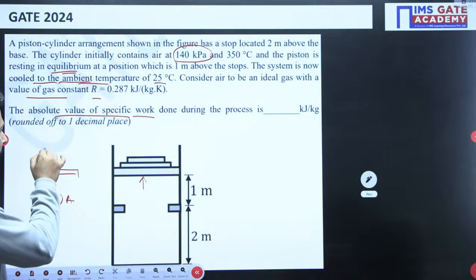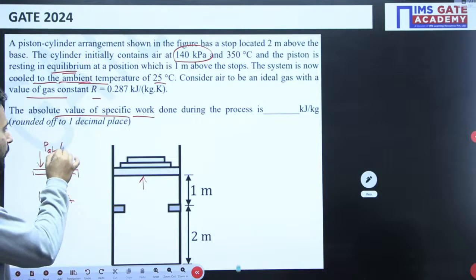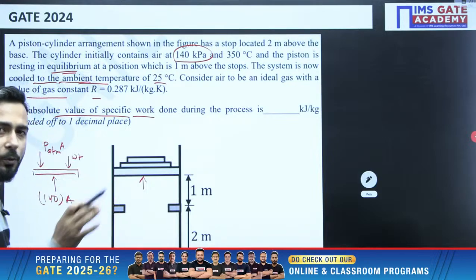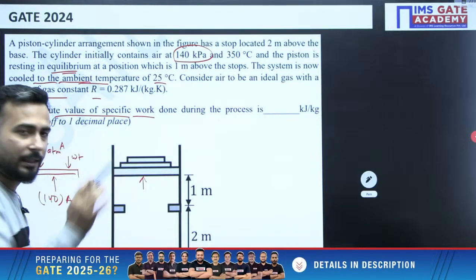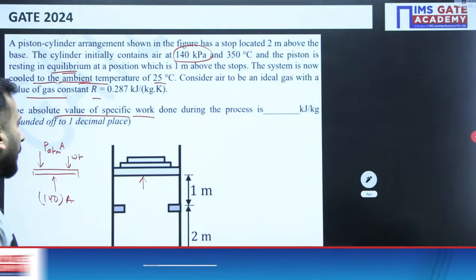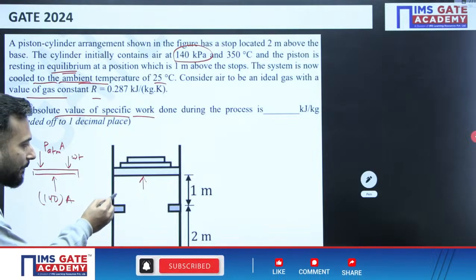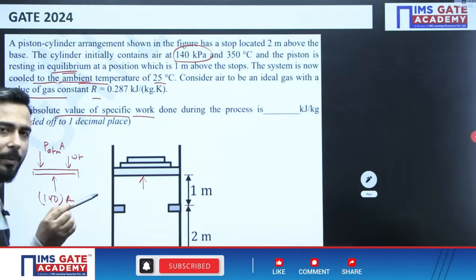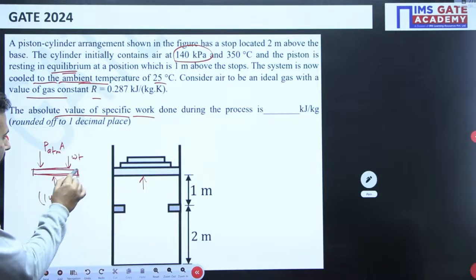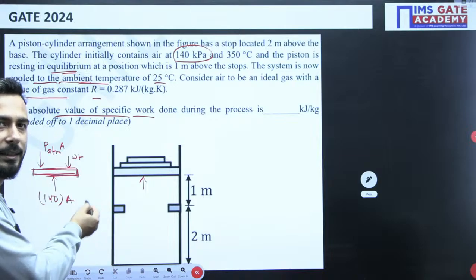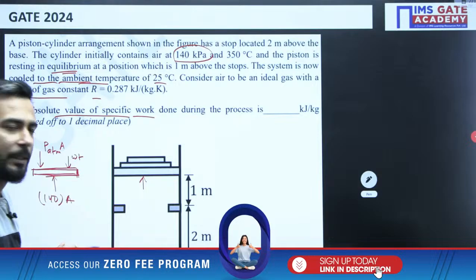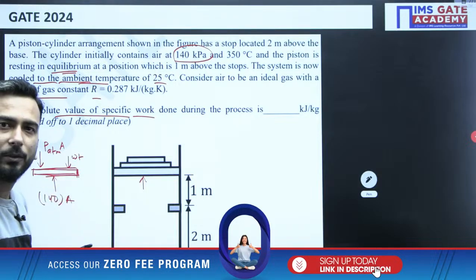From above, atmosphere is there into area, and some weight is also there. Now when you are cooling the piston, this piston will start coming down, yes or no? Yes, it will start coming down, and at any point till it comes to the stop, if you draw the FBD, this FBD is going to be the same only. And what this is indicating, that there is no change in force from external, that means the internal pressure is going to remain constant.